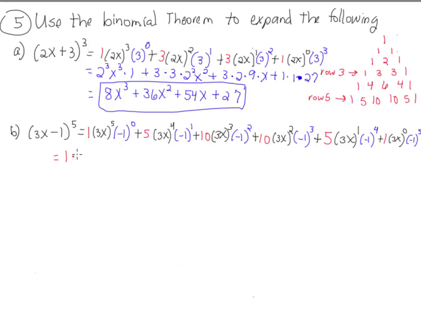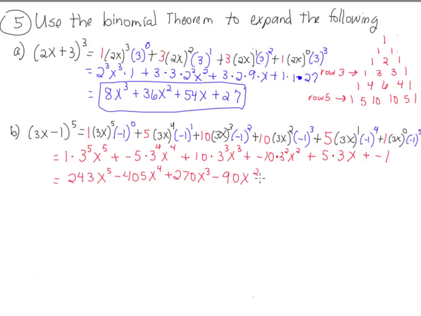For each of these terms, we're going to simplify by distributing that degree to each of the bases. So for each of these problems, we're going to simplify by distributing our power to each number inside that base, combining like terms and simplifying our final answer. We end up with 243x to the 5th minus 405x to the 4th plus 270x cubed minus 90x squared plus 15x minus 1.